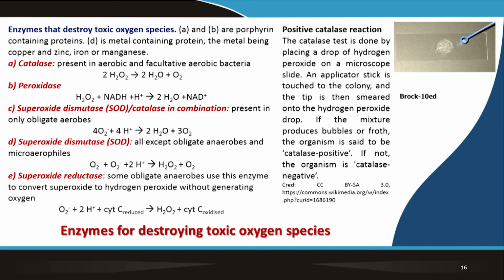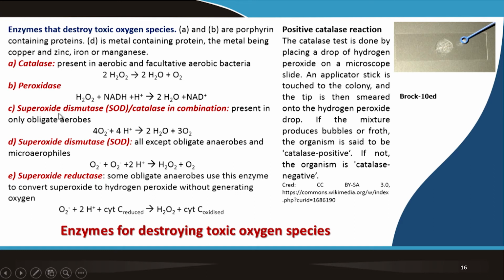Now, the fact that these toxic intermediate species are formed whenever oxygen is present in the environment, those microorganisms, including bacteria, that are capable of utilizing oxygen have enzymes for destroying the toxic oxygen species. So let's take a look at a few of them. So we have catalase and peroxidase. These are porphyrin containing proteins. Catalase is present in aerobic as well as facultative bacteria, and it has the ability to convert hydrogen peroxide to oxygen and water. Then we have peroxidase. Again, hydrogen peroxide along with NADH and a proton will give you water and NAD+.